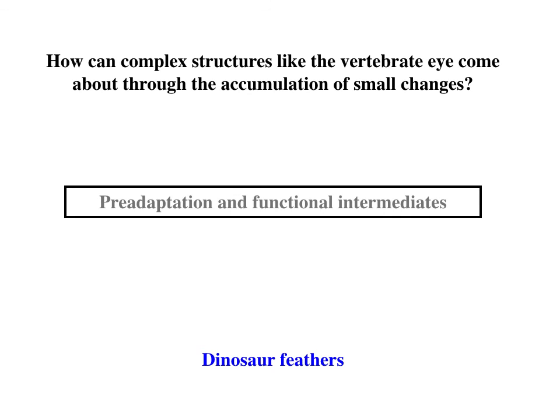Okay, but it seems like we should at least have some examples of these functionally intermediate structures if we were to go out and survey the natural world. We should be able to see some of these. And the book goes into a bunch of different examples of that. We won't go into all of them, but we'll just take a second look at the classic eye example.